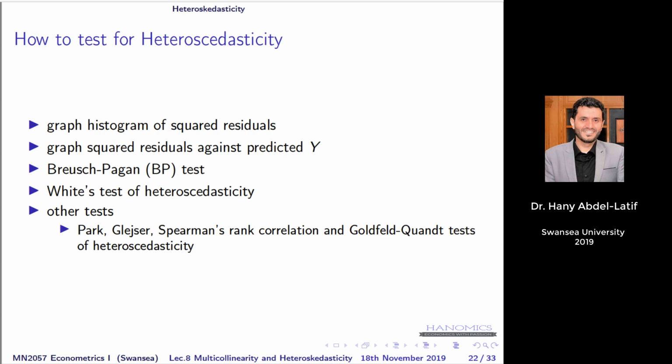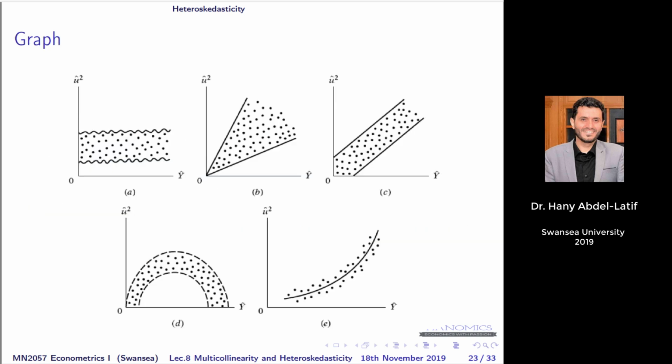But all these, as I said, are just graphs. These are not formal tests or statistical tests for heteroskedasticity. The formal tests are examples like the Breusch-Pagan test and the White test, and that's what we're going to talk about in a moment. These are just examples of ways when I plot the residual square against y hat.